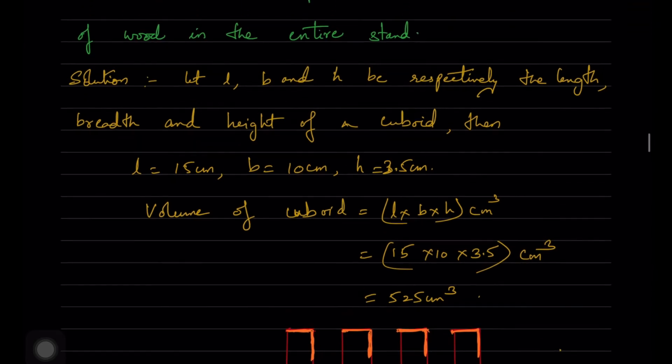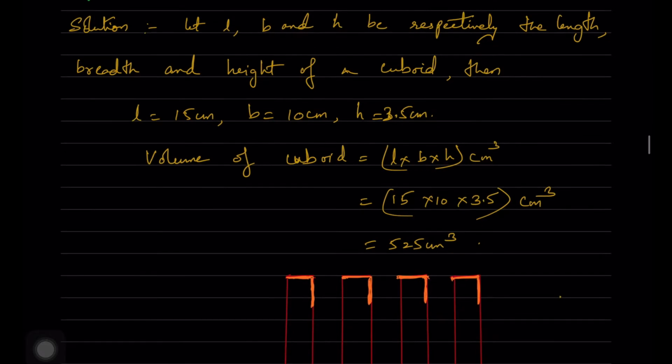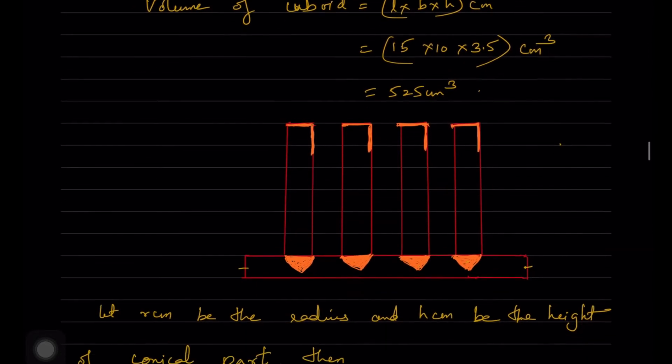Therefore we'll first see what is the volume of the cuboid. L into B into H. L is given as 15, B is given as 10, H is given as 3.5. So you multiply all the three, you are getting 525 centimeter cube.